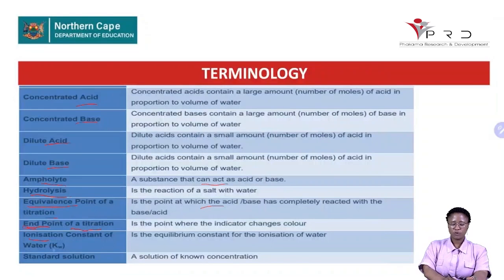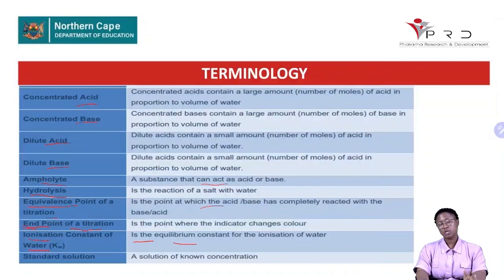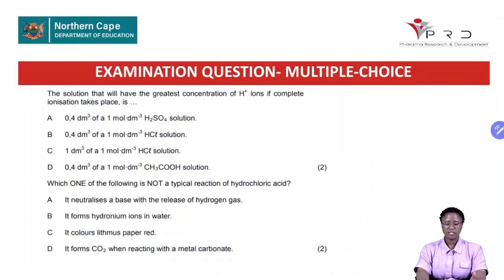The ionization constant of water is the Kw, which is the equilibrium constant of the ionization of water. And the standard solution, we need to know that it is a solution of known concentration. Normally when we are doing titration, remember we said we are dealing with a known concentration and we are trying to find out the unknown concentration. Right, now that we have looked at all the definitions, you must make sure you know them in this chapter.